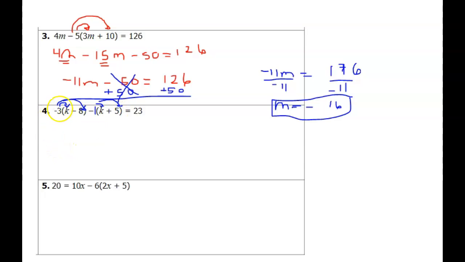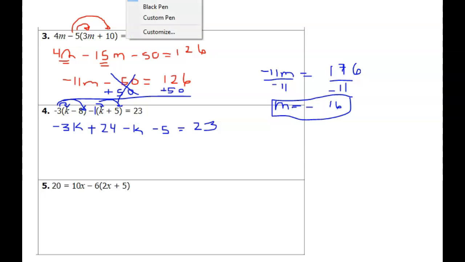Okay, here we go. Negative 3 times k, well, that is negative 3k. Remember, we just put them together. And a negative 3 times a negative 8, well, that is a positive 24. Go to the next one. A negative 1 times k, that's negative k. And a negative 1 times 5, that is negative 5. And it equals 23. Hey, Deliani, what do we do next? Combine like terms.